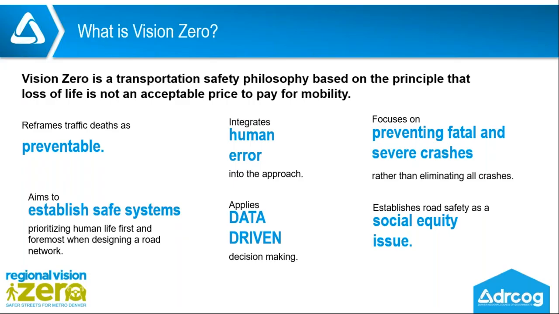What is Vision Zero? Vision Zero is a transportation safety philosophy based on the principle that loss of life is not an acceptable price to pay for mobility. It reframes traffic deaths as preventable. It integrates human error. It focuses on preventing fatal and severe injury crashes. It aims to establish a safe system. It applies data-driven decision-making and establishes road safety as a social equity issue.